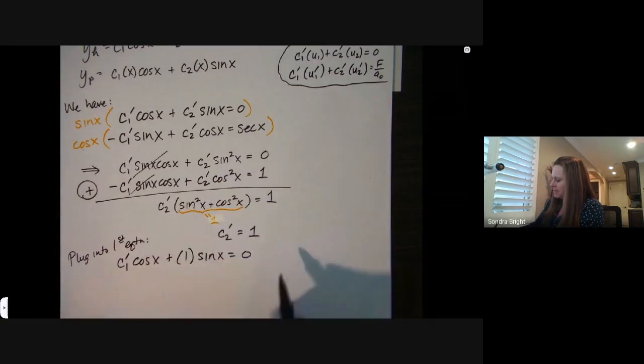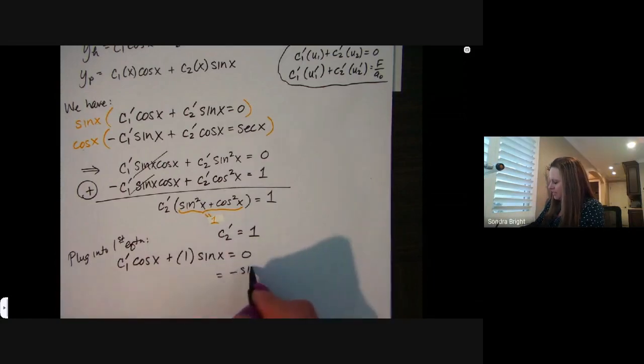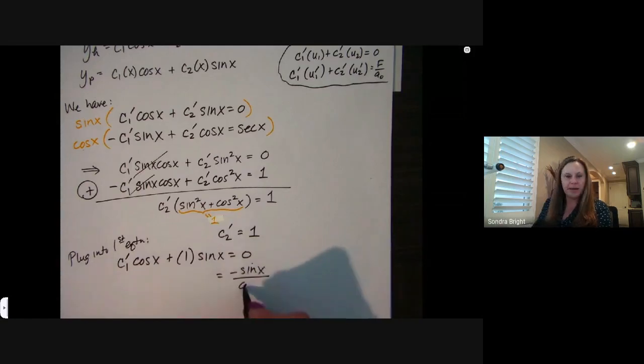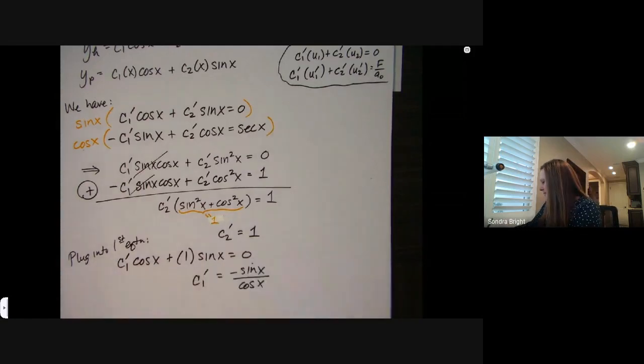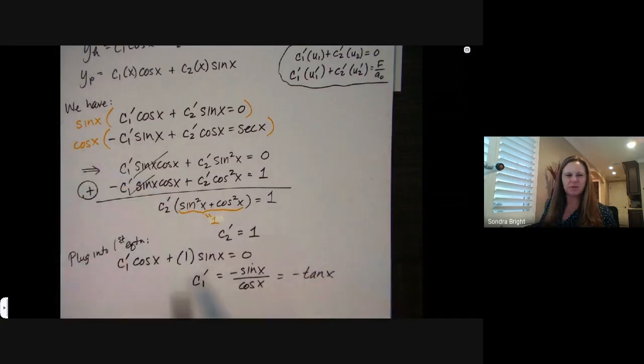And that means that you're going to subtract sine of x and divide by cosine of x, and that's what's going to give you C1 prime. Now, of course, you know that this is negative tangent of x. But in reality, when I go to integrate this, I'm actually going to leave it like this. Because, do you remember, when you have to integrate tangent, you'd have to rewrite it as sine over cosine anyway. So that's what we're going to do.